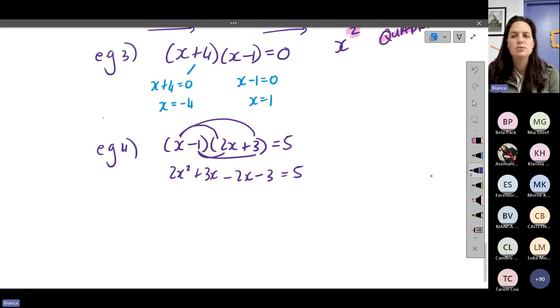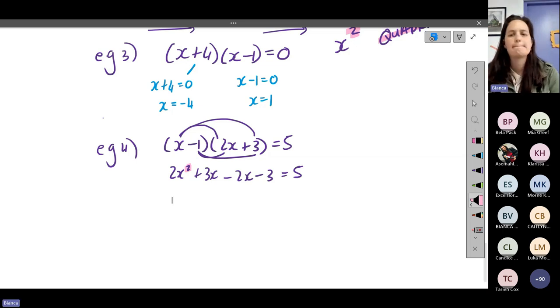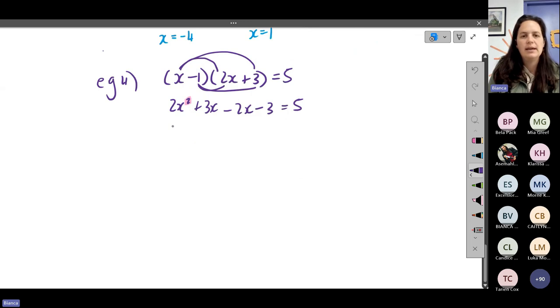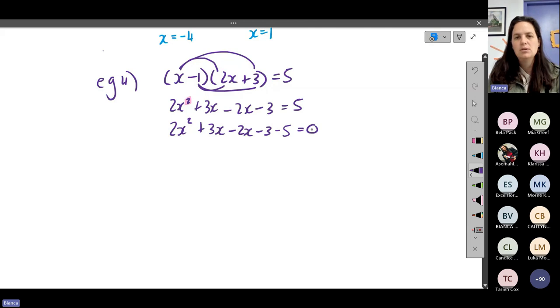Now it's times out. Do you see the square? As soon as you see a square, what kind of equation is it? Quadratic. What's step one for solving a quadratic equation? Zero. And once it's equal to zero, what's next? Descending powers of x. Well done. Okay. So 2x squared plus 3x minus 2x minus 3. This 5, I need to do the inverse operation. So that's minus 5 equals zero. So now it's equal to zero. Yay. That's the most important thing, getting it to zero.